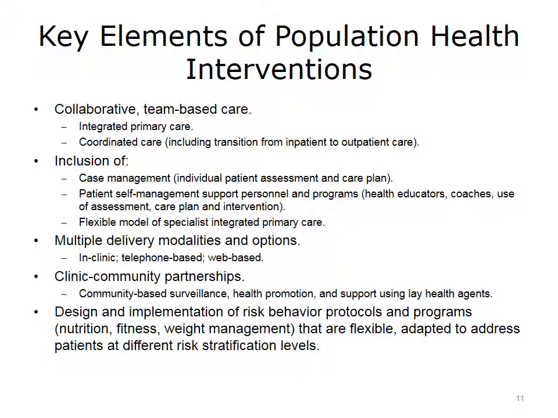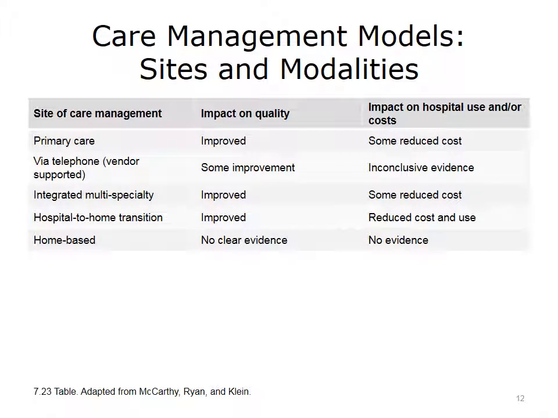We often have clinic and community partnerships, such as community-based surveillance or health promotion and support using lay health support and lay health agents. Design and implementation of risk behavior protocols and programs are flexible, adapted to address patients at different risk stratification levels. This table summarizes care management models, both sites and modalities of care. And this is a summary of evidence based on care of patients with complex healthcare needs, reported by McCarthy, Ryan, and Klein.